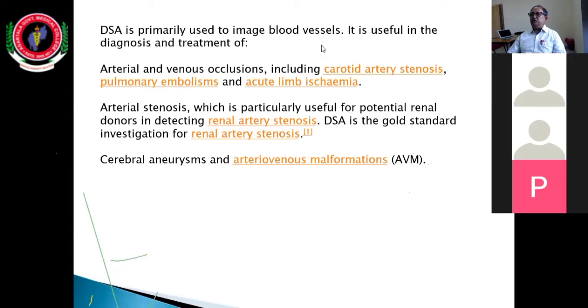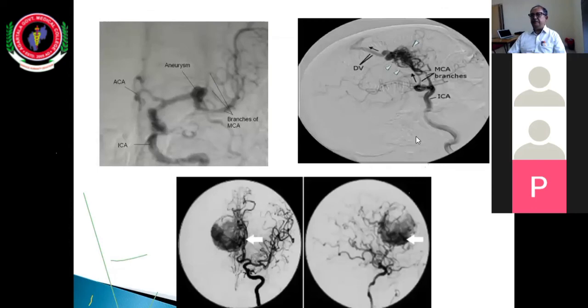So DSA is primarily used for imaging of the blood vessels to visualize coronary and carotid artery stenosis, pulmonary embolisms, and acute limb ischemia, and to visualize renal artery stenosis and arteriovenous malformations. These are DSA images where you can see an aneurysm of the middle cerebral artery. This is also a big tumor, shown in different angulations.